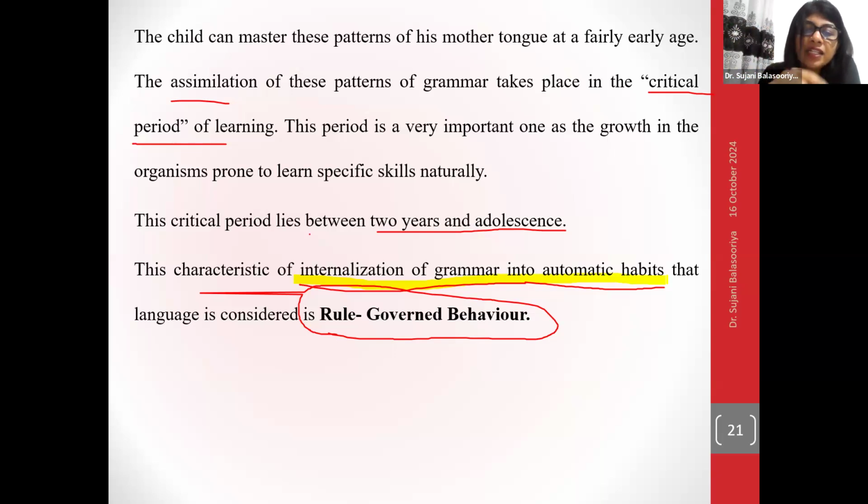So internalization of grammar into automatic habits means that when you tell certain things, right? When you use your mother tongue orally or even in writing, you use grammar. Automatic habits means your linguistic habits. Remember, okay. Otherwise, we are not talking about collecting stamps or sleeping or reading, nothing like that. Right? They are habits, even hobbies, but automatic habits means automatic linguistic habits.